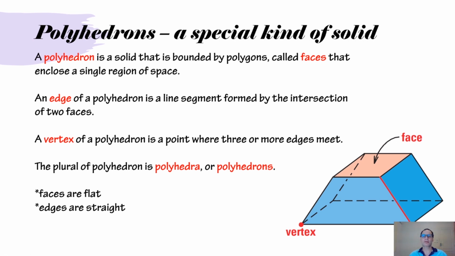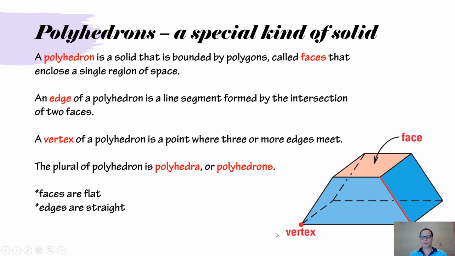Polyhedrons are a special kind of solid. A polyhedron is a solid that is bounded by polygons called faces that includes a single region of space. An edge of a polyhedron is a line segment formed by the intersection of two faces. The vertex of a polyhedron is a point where three or more edges meet. The plural of polyhedron is polyhedra or polyhedrons.